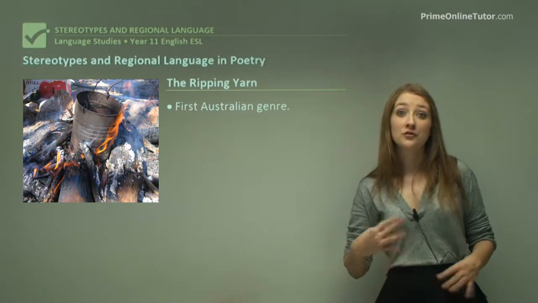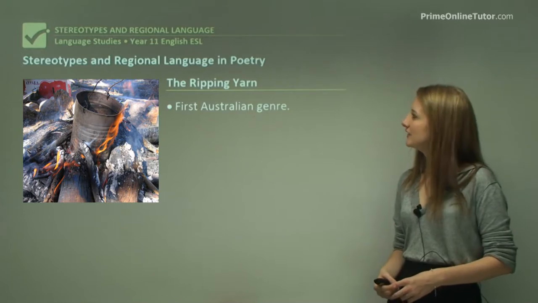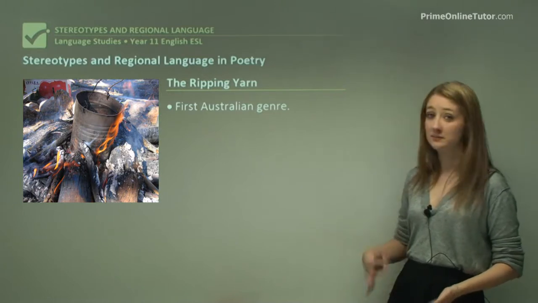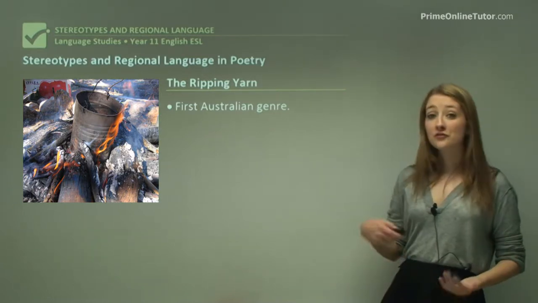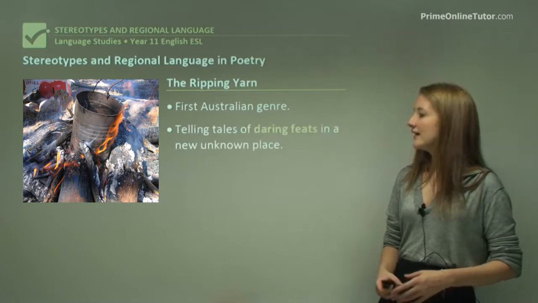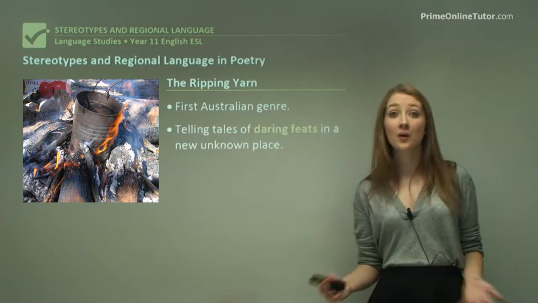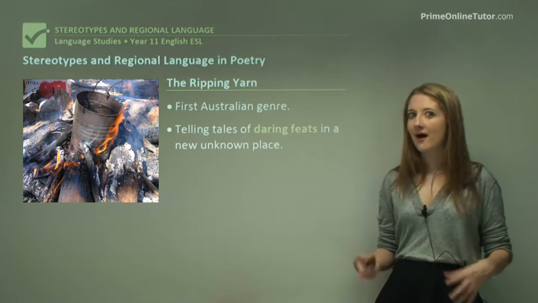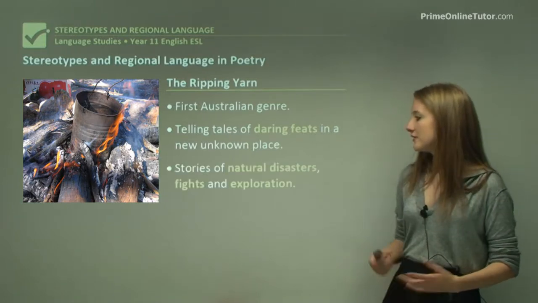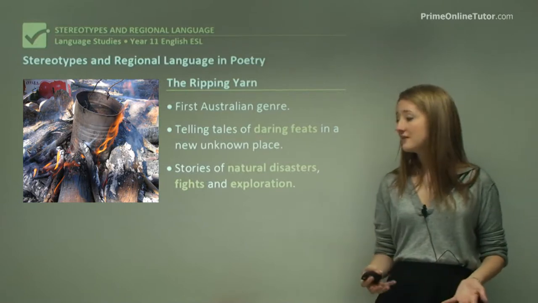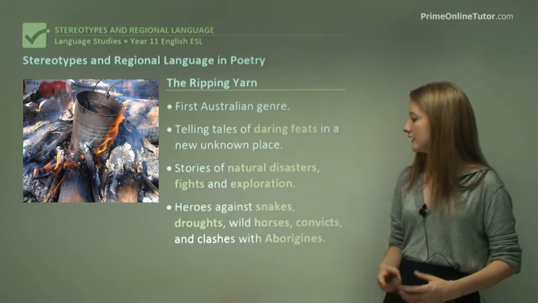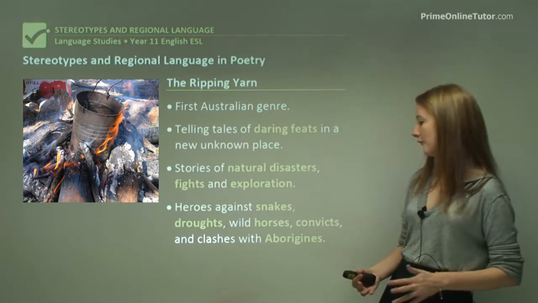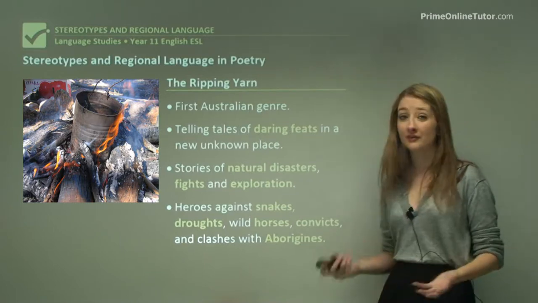We get to the idea of the ripping yarn. Now, the ripping yarn is a really important Australian genre that you need to understand in this idea of regional language in poetry. It's the first Australian genre to exist. It tells tales of daring feats in a new unknown place. So this is where people were first coming to Australia and dealing with this new and unknown environment. This included stories of natural disasters, fights, and exploration. Heroes, for example, would do things like fight against snakes, deal with droughts, tame wild horses, deal with convicts, and have clashes with Aboriginal people.